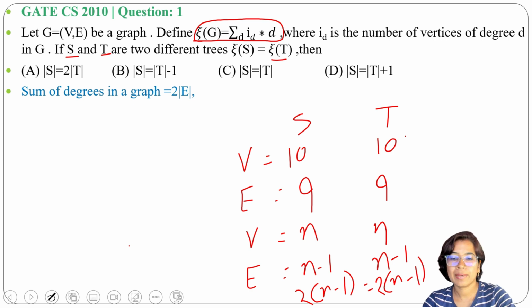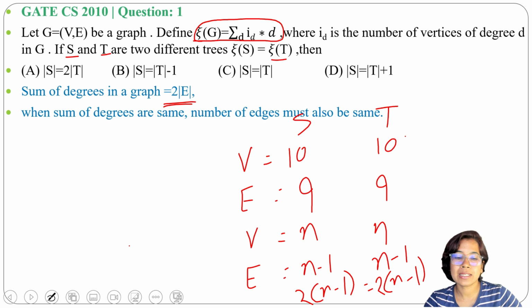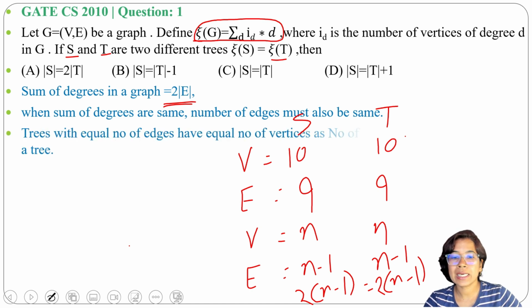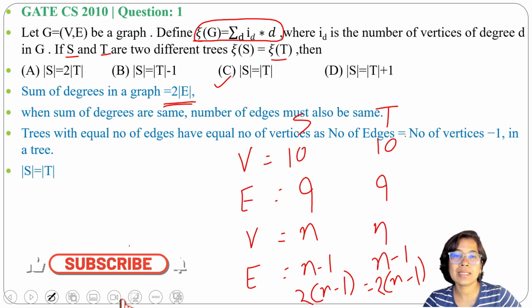Both sums are the same, and the sum equals what? 2 multiplied by the number of edges. So both sums being the same means both numbers of edges are the same. Both numbers of edges being the same means both numbers of vertices are the same. So we can say both trees are the same. It's present in option C. So the answer will be S equals T.